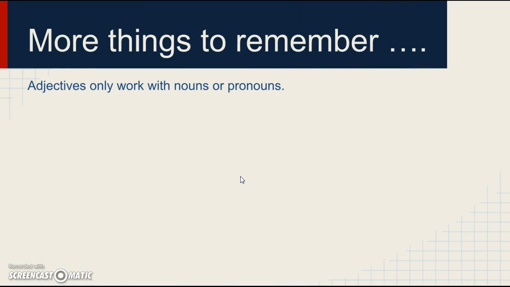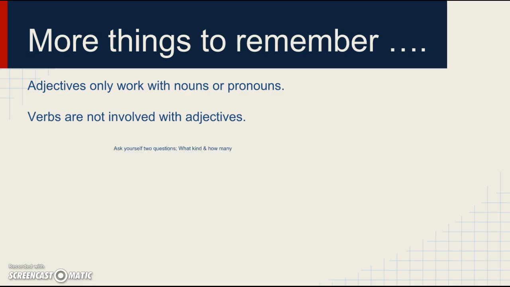More things to remember, guys. Adjectives only work with nouns or pronouns. Remember, pronouns are words like he, she, his, her, they, theirs, things like that. We worked on those last week. I know this week we're talking about adjectives and nouns. Verbs are not involved with adjectives. Verbs are something different. Verbs show action. We're working on nouns, person, place, or a thing, and the adjective describes a noun.